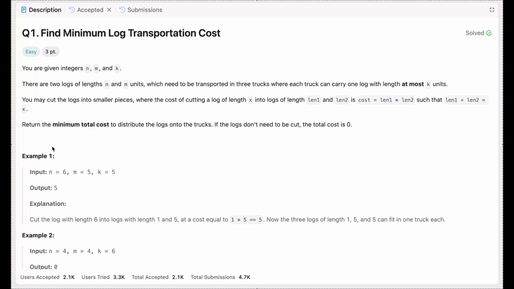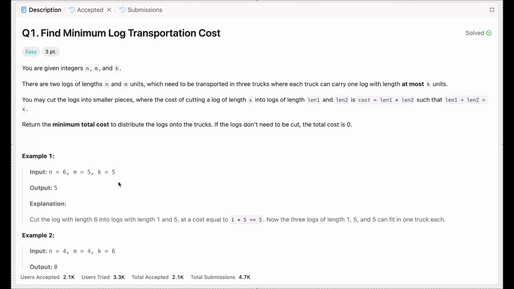For example, we are given n is 6, m is 5 and k is 3. These three integers are given, and the output is 5. Let's read the explanation. Cut the log of length 6 into logs of length 1 and 5 at a cost of 1 times 5, which is 5. Now three logs of length 1, 5 and 5 can fit in one truck each. So the output is 5.